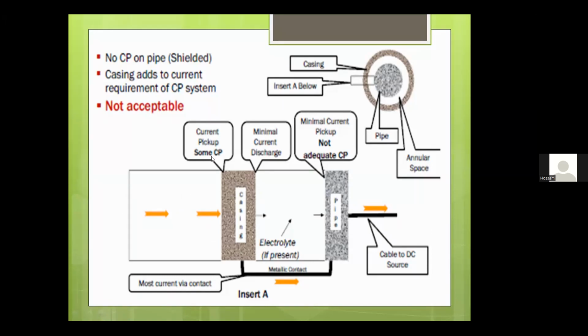This situation is not acceptable and should be mitigated, because no cathodic protection current will reach the pipe. The pipe is considered to be shielded from the cathodic protection system. Also, the casing adds to the current requirement of the cathodic protection system. This casing, which is always bare steel, will be added to the protected structure of the system.